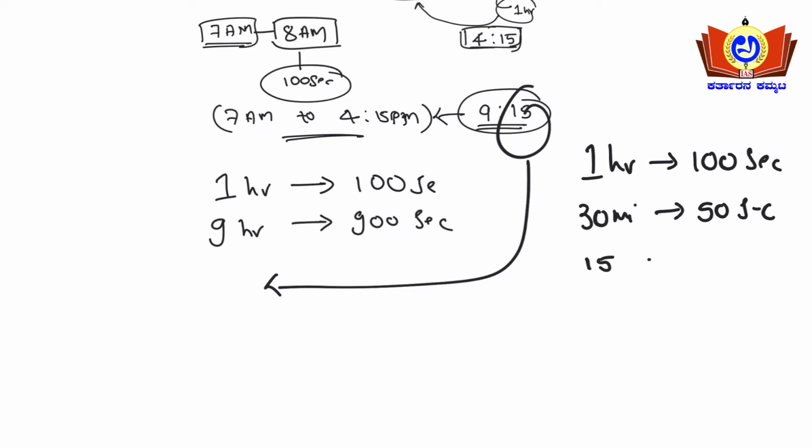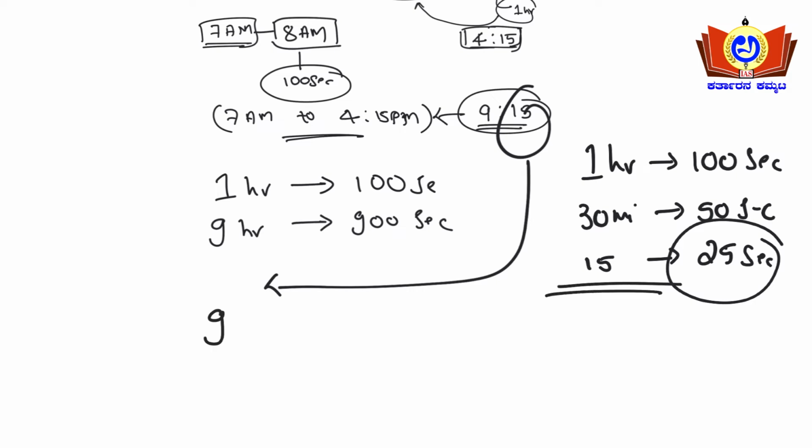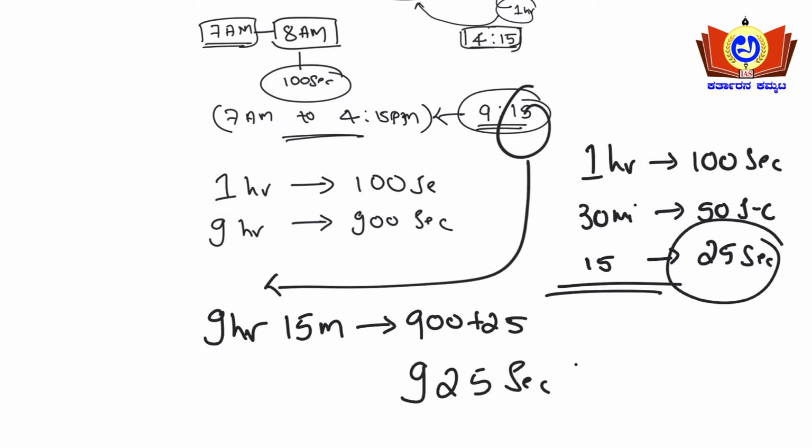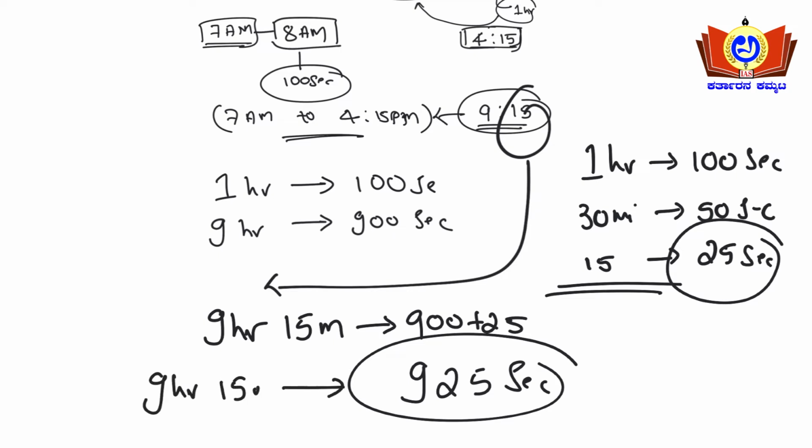So for 15 minutes how many seconds will be the error here? 25 seconds will be the error here. So this 25 I need to add here. 9 hours and 15 minutes, so 900 plus 25 seconds. So actually the error is 925 seconds, in the duration of 9 hours and 15 minutes. Okay, how much error I got here? 925 seconds is the error here.